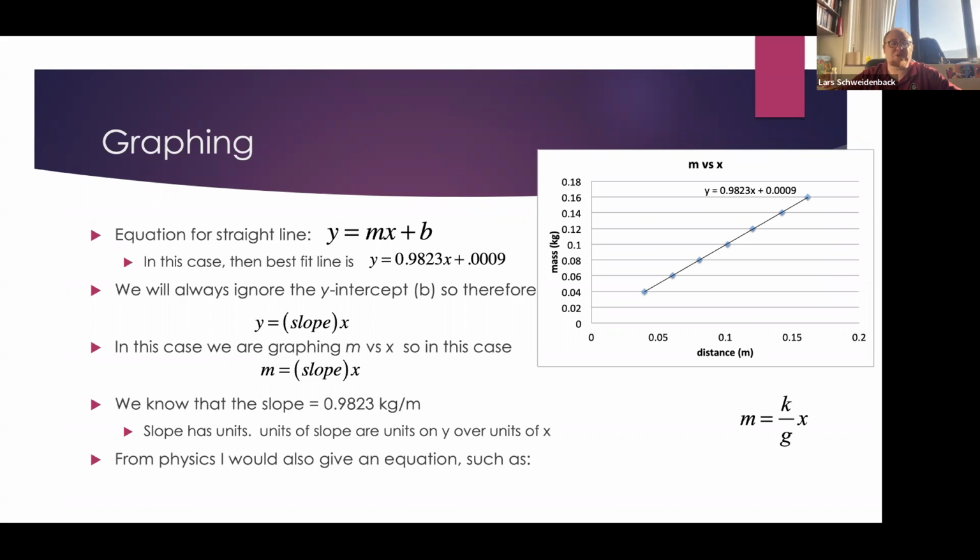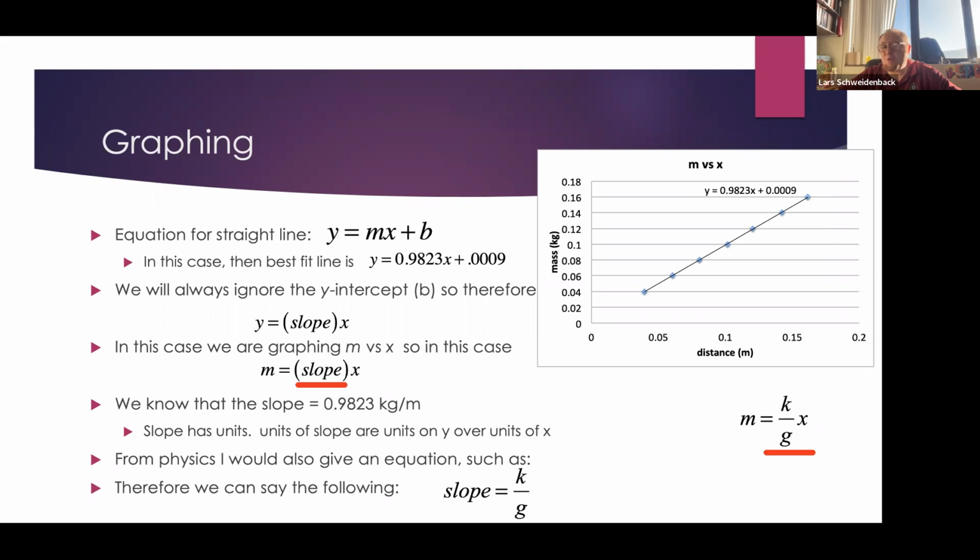Now from physics, you usually get an equation. For example, there's an equation that m equals k over g times x. What we're usually going to do with this slope is compare the slope here with the value from an equation given. For example, today we're saying m is slope times x, but m is also k over g times x. What that means, putting these together, is slope is k over g.